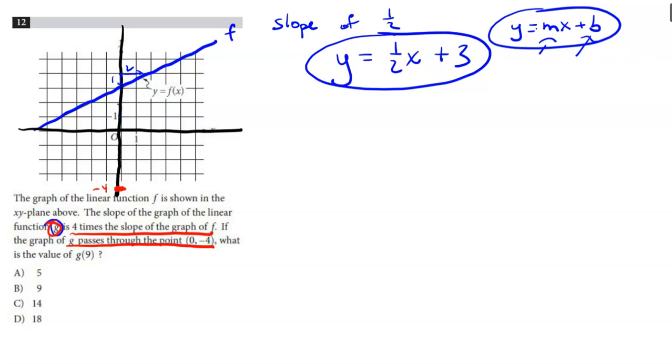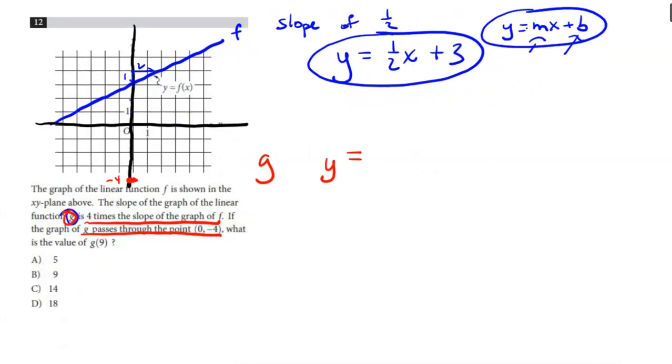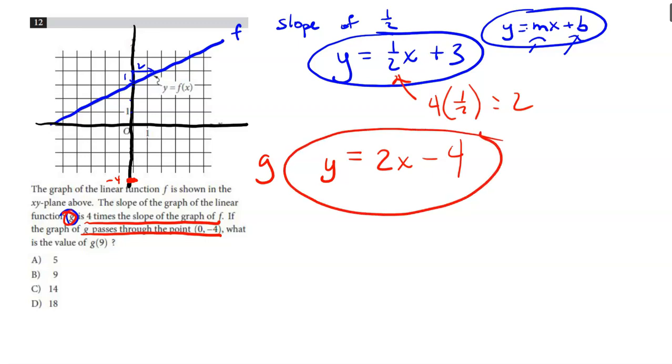So if g has a slope that's 4 times f, so my g line has a slope that's 4 times that number. So 4 times 1/2 is 2. So I know this g function is y equals 2x. And then I can see the intercept was at -4. That was helpful. So now I have an equation for g.